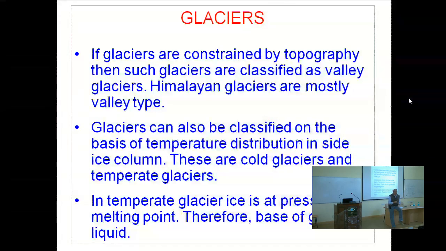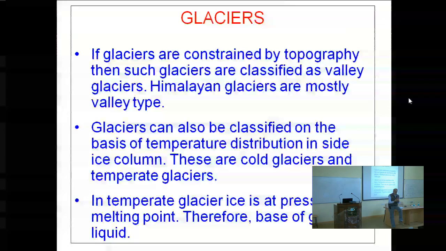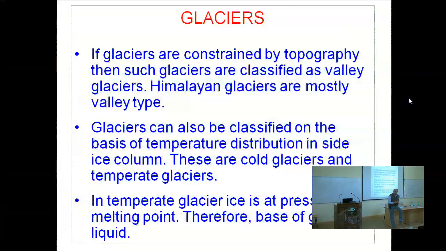You now have a situation where energy is transferred to the ice because of the friction and because of geothermal heat. But the ice, because of the reverse temperature, cannot dissipate it backward. So it creates an energy trap at the bottom, and because of that, the bottom of all temperate glaciers is at pressure melting point, or it is liquid water.